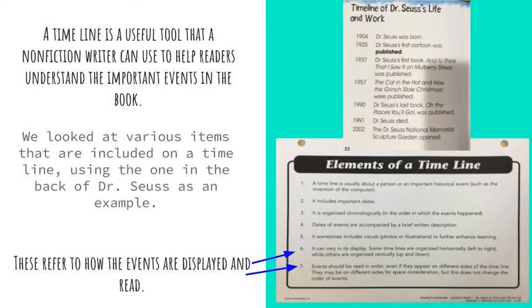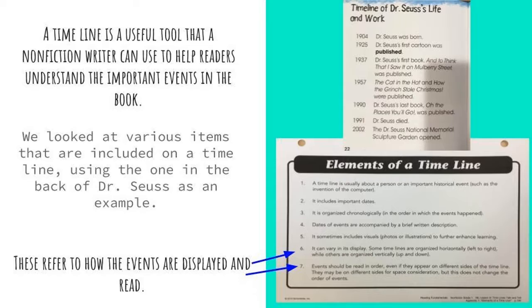We know that when we read a nonfiction book, there may be a lot of information at once. So, if we use the timeline as a text feature, we can really look back and see the important dates that the author really wants us to understand. We looked at various items that are included on a timeline, using the one in the back of Dr. Seuss as an example. So, if we take a look back, we also know that they can have varying display and the events should be read in order.